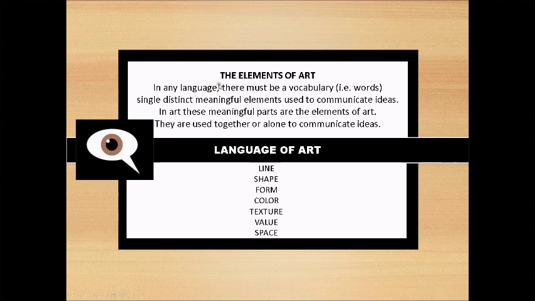In any language, there must be a vocabulary, words, single, distinct, meaningful elements used to communicate ideas. In art, these meaningful parts are the elements of art. They are used together or alone to communicate ideas. These include line, shape, form, color, texture, value, and space. Record this list in your unit handout.